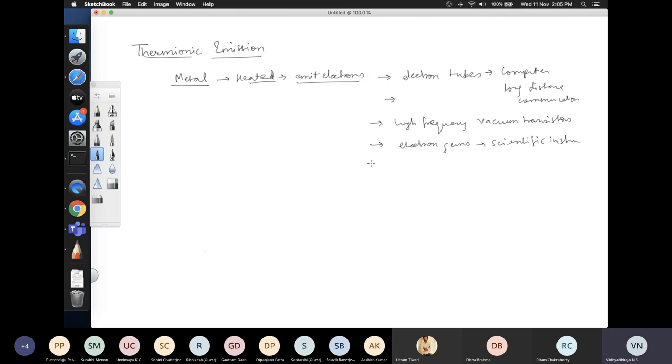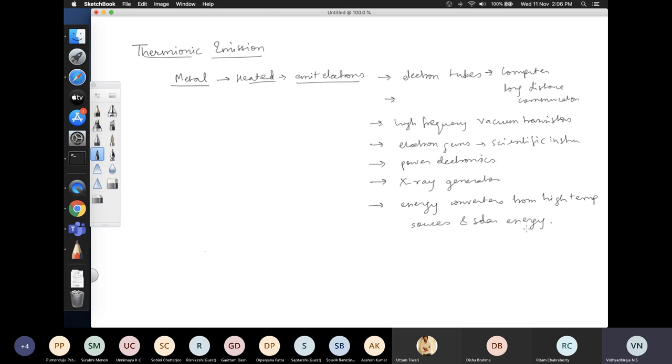Thermionic emission is also useful in power electronics, where the electronics is not low voltage, but high power electronics. And then you want to use them for X-ray generation. And you can also use them for energy converters, from high temperature sources and solar energy. So it's an important concept.